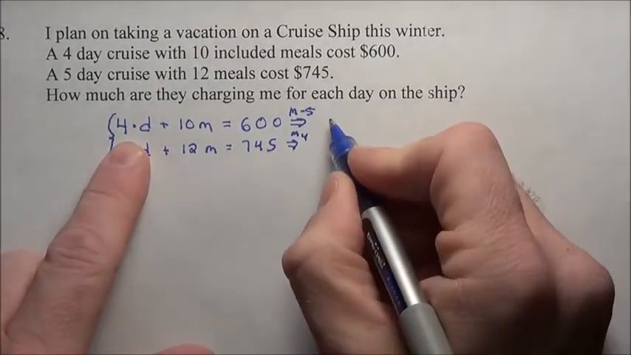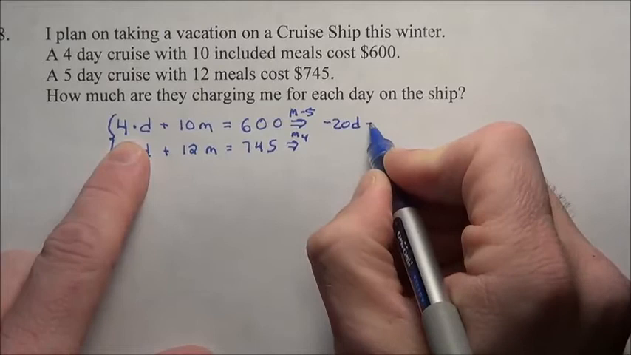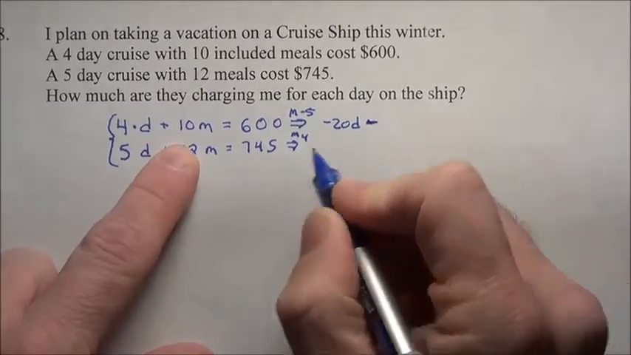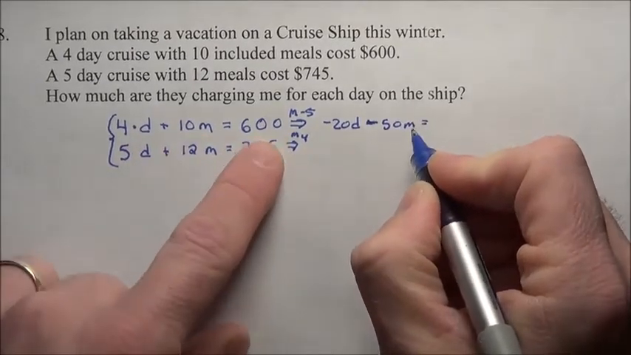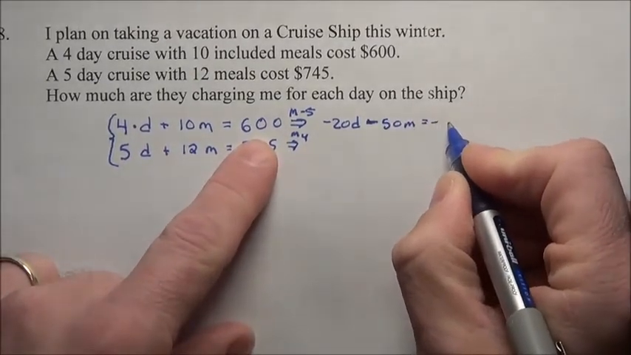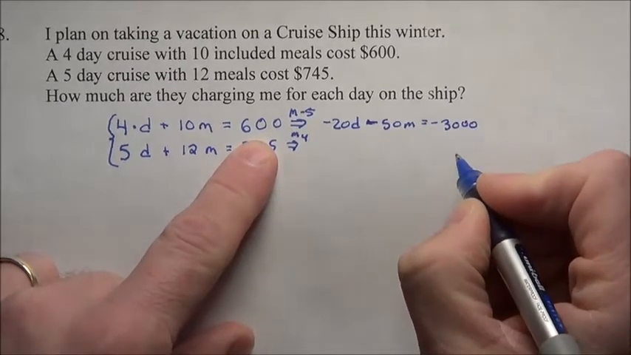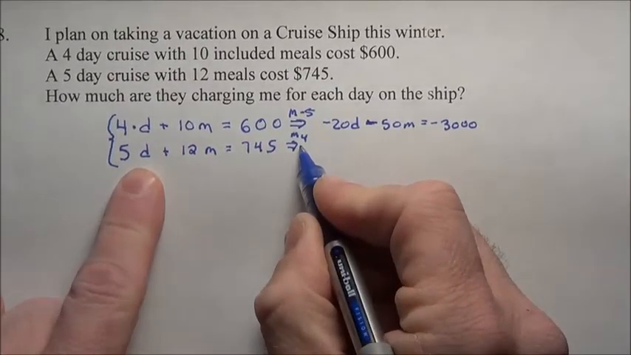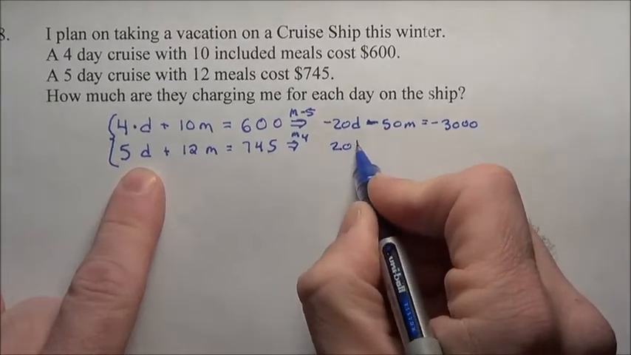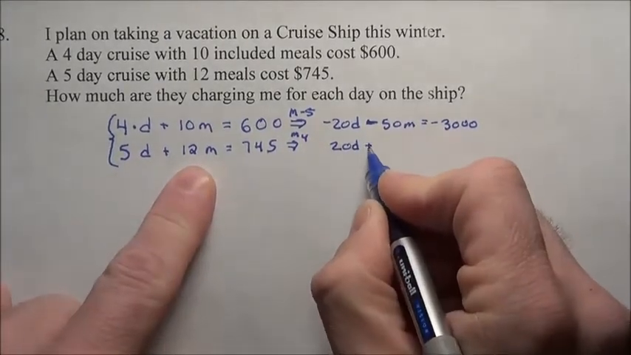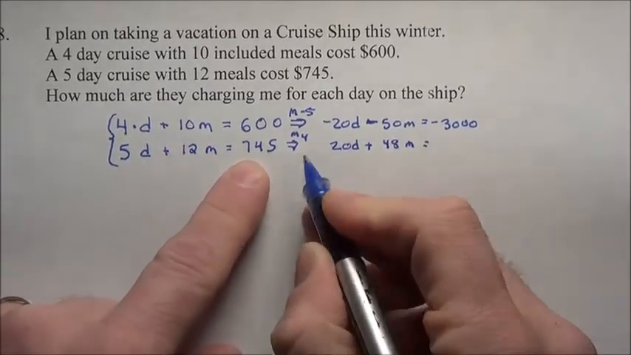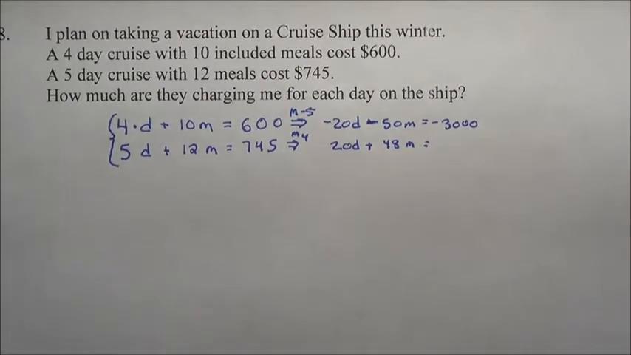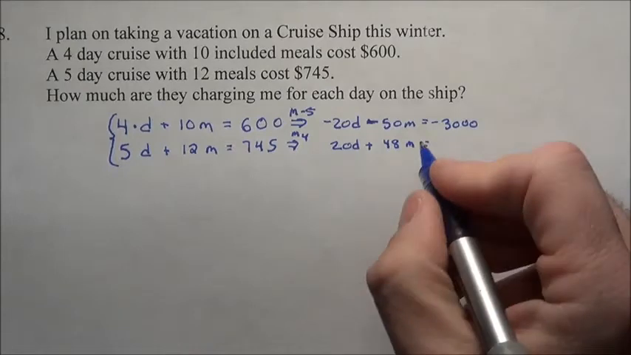So -5 times 4, that's going to be -20D, minus 50M, since -5 times +10 is -50M, equals -5 times that 600, which is -3,000. The bottom we said we're going to multiply by 4. So that's going to be a +20D. 4 times 12 is 48M. 745 times 4. Let's just go ahead and jump over to the calculator, though we could do that in our head. That's really not too hard.